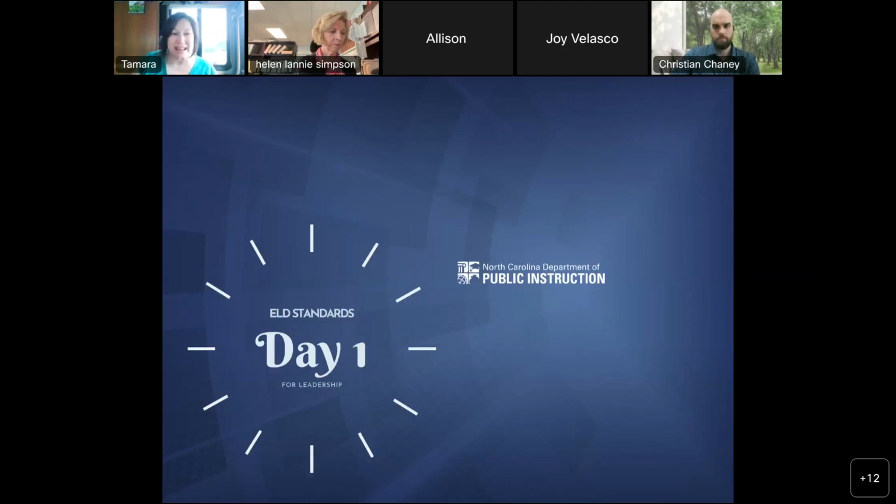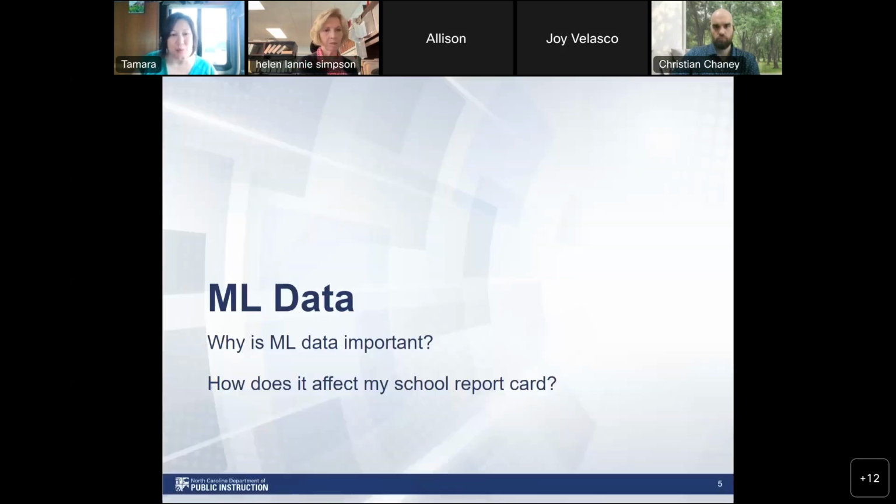So today, we are going to be looking at ML data, why it's important. We want to start our first session out with a look at this data and to consider how multilingual learner data connects to school report cards. Coming up on day 2, we'll take a data dig to see how multilingual learner data can help schools and districts reduce the achievement gap. And on day 3, we're going to examine a proactive approach to multilingual learner data using these English language development standards aligned intervention strategies.